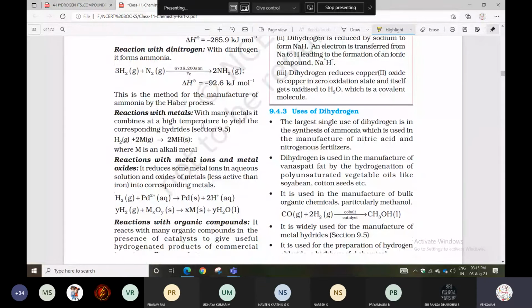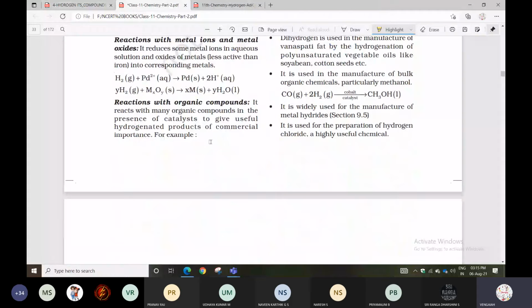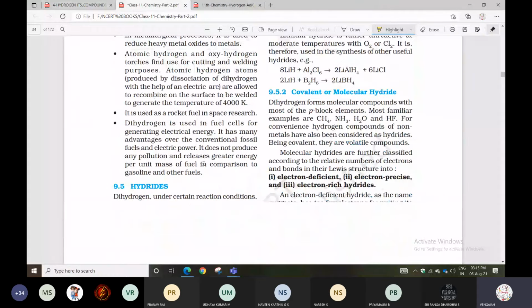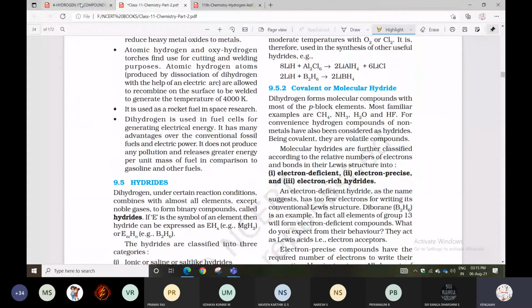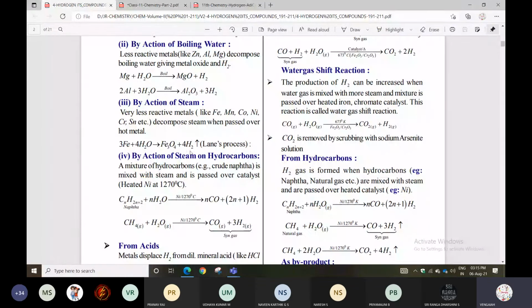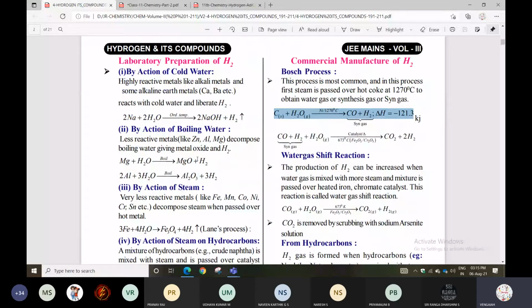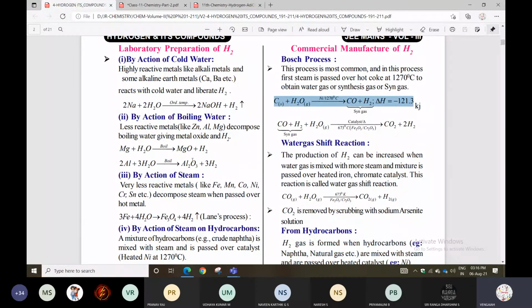Laboratory preparation of dihydrogen. So here, metal plus water, what will form? We already studied in the metals lesson in class 10th standard: metal plus water, metal plus oxygen, metal plus acid. These are all reactions we studied in 10th class. Same thing I am repeating again, don't worry about it.